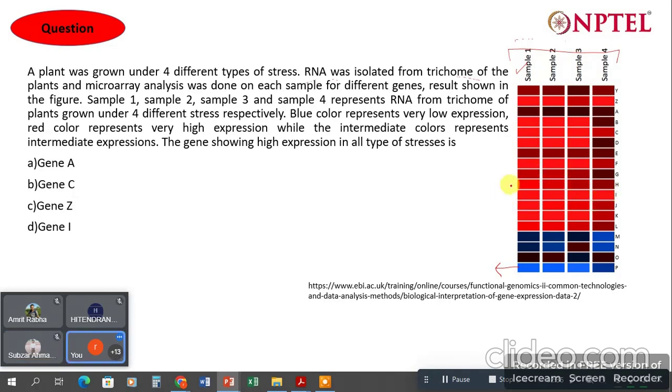Any more answers? Okay. So gene I is the answer, and it is expressed more in all the types of stress because it shows that in all the four lanes, that is in stress 1 to 4, it shows very high expression as compared to the other genes. So it is showing very high expression. Okay. So any doubts in this question?